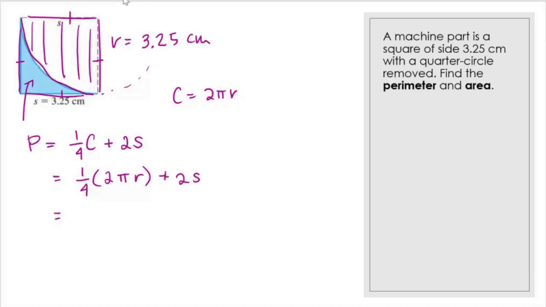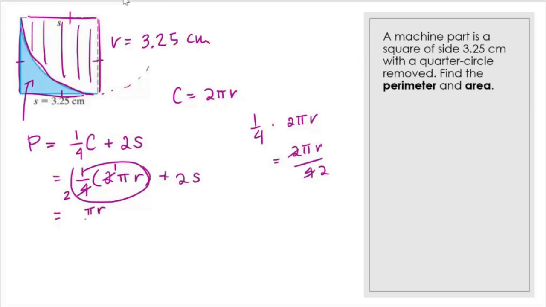So it's time to fill in some of the pieces. I can simplify this already using what I know about multiplying fractions. 1/4 times 2 pi r becomes 2 pi r over 4. So I can simplify this. 2 over 4 simplifies to 1 over 2. Right? So I can cancel: 2 divided by 2 is 1, 4 divided by 2 is 2. That's the other way to show that. I can simplify this to pi times r divided by 2 plus 2s.